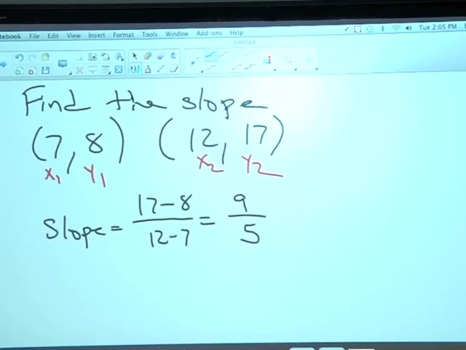Generally, slope for something like this would be left in terms of an improper fraction. Okay? You would not turn it into a mixed number. If it came out to be something like 6 over 2, then yeah, we would just write that as 3. Okay? But if it's something like this, we leave it as an improper fraction. Okay. All right.